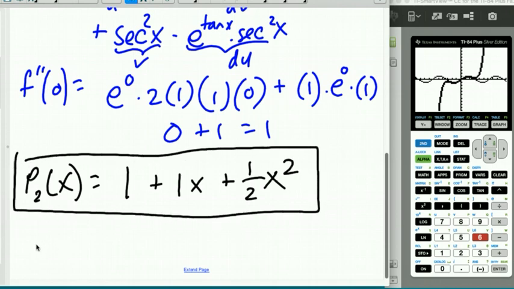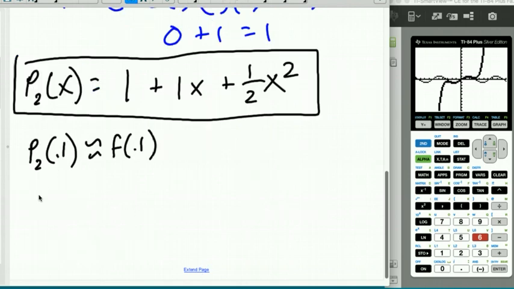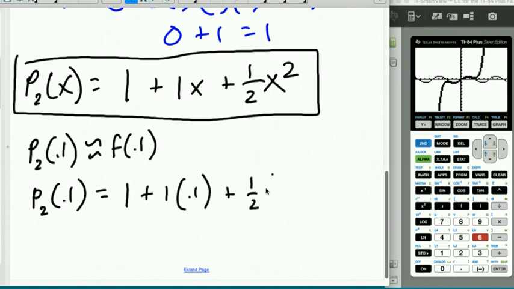I'm then asked to use that, so I'm going to use p sub 2 of 0.1, right, to approximate f of 0.1. Well, p sub 2 of 0.1 is equal to 1 plus 1 times 0.1 plus a half times a 0.1 squared. And you might be thinking, hey, this is awful. How would I do this without a calculator? It's actually not bad if you recognize that 0.1 is a tenth, right? So this is 1/10, and this is a 1/10 squared, which just makes it a hundredth, right?